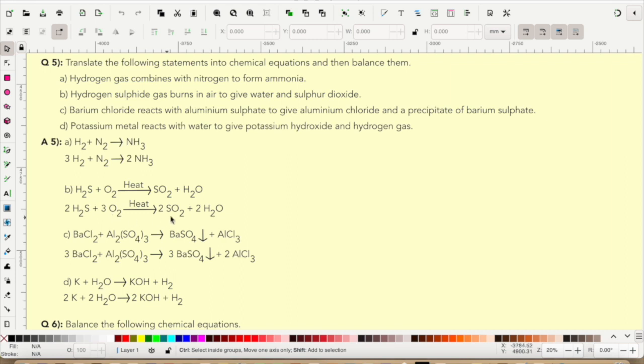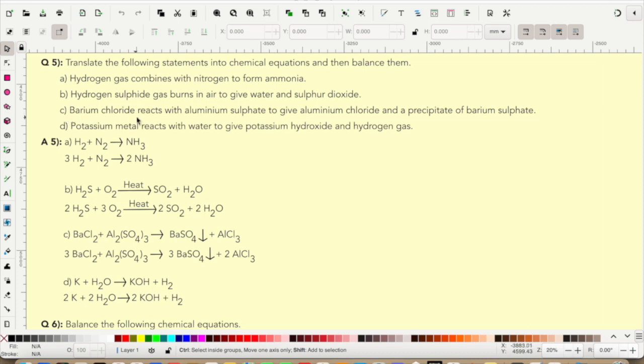While balancing oxygen atoms, hydrogen and sulfur atoms have become unbalanced. So we will balance them. On the right hand side, there are 2 into 2, 4 hydrogen atoms. On the left hand side, there are 2 hydrogen atoms. So we will write 2 before H2S to make 2 into 2, 4 hydrogen atoms on the left hand side as well. Now sulfur atoms on the right hand side are 2 and on the left hand side 2. So sulfur also is balanced now. So this is a balanced chemical equation.